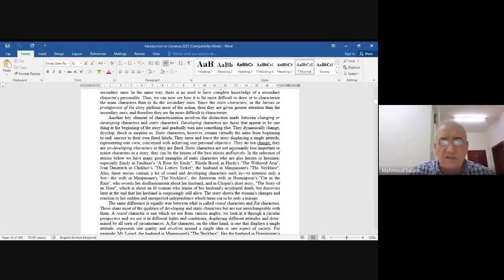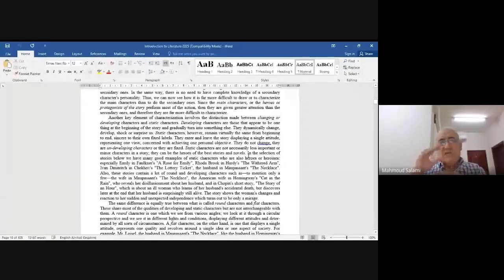I'm saying here, static characters are not necessarily less important or minor characters in the story. They can also be heroes of the best stories and novels. So when I say static or fixed, it doesn't mean they are unimportant. They are fixed because they don't change.